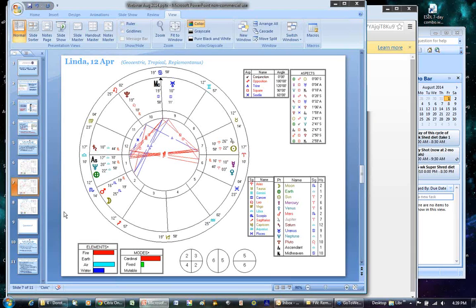In my chart, the Moon and Mars are both located in Scorpio in the second house, indicating that the battle is in this area of values and sex and money and possessions, gains and losses. And this is exactly where it's all been playing out.